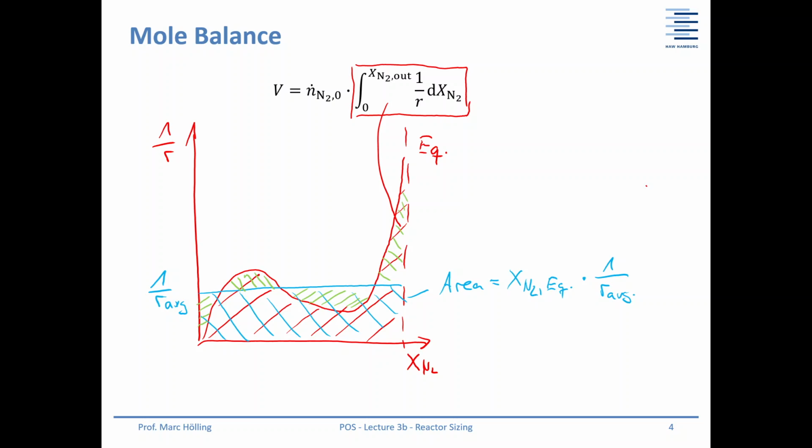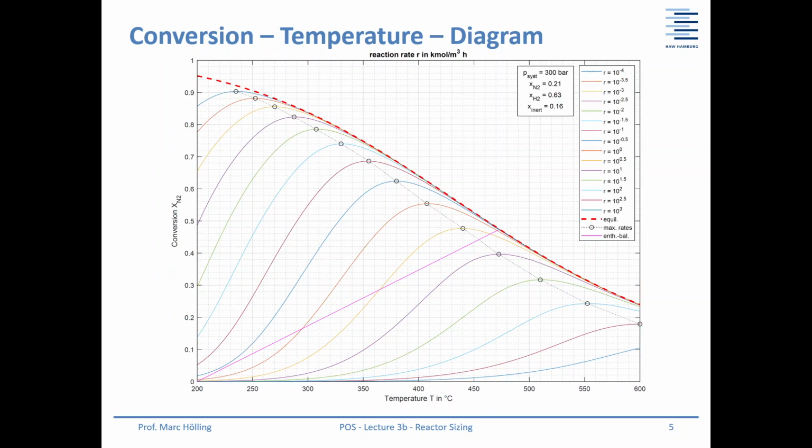Now let's have a close look how we can do it with our conversion temperature diagram. Here we see for our example 200 degrees Celsius as the inlet temperature. We can see how our temperature would evolve. Here we have our equilibrium. So X equilibrium might be something like 0.47. And then you just go here and try to figure out these values.